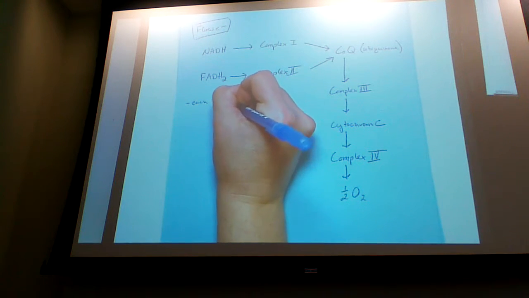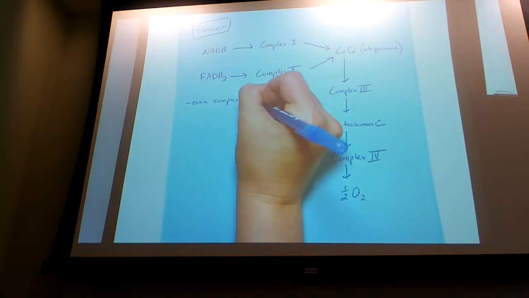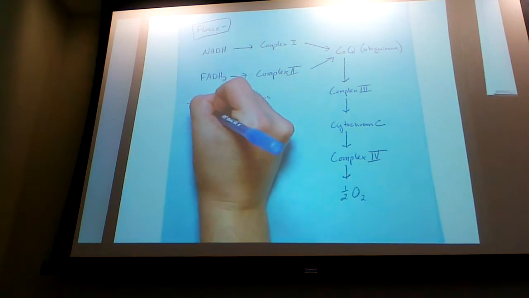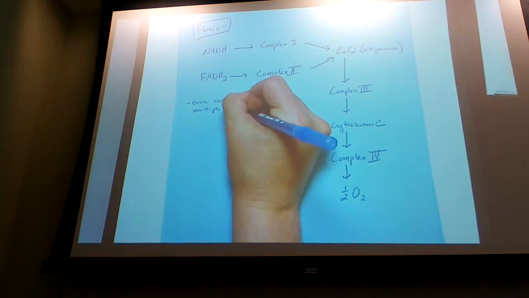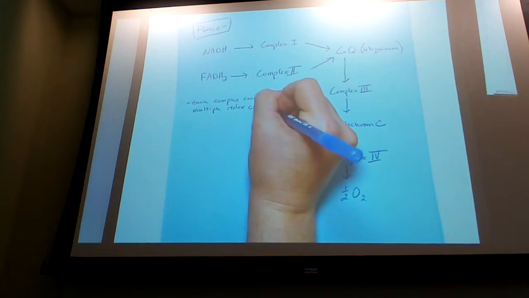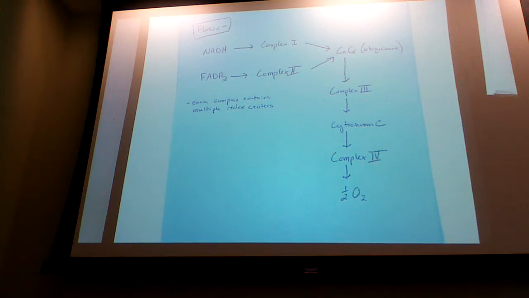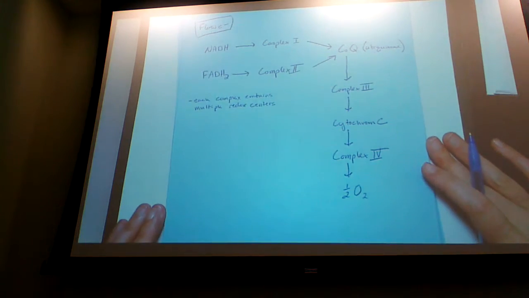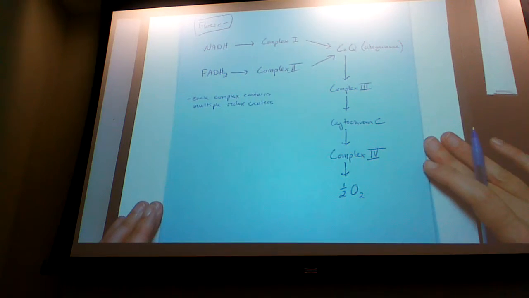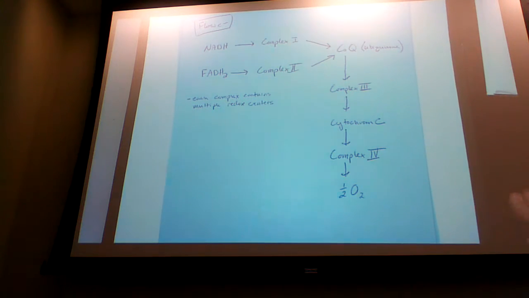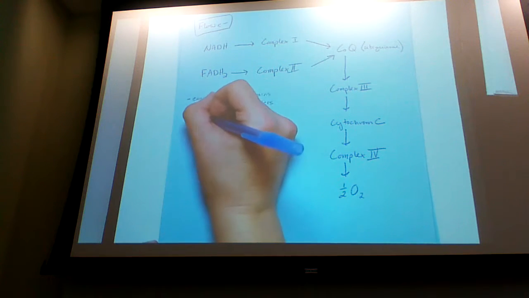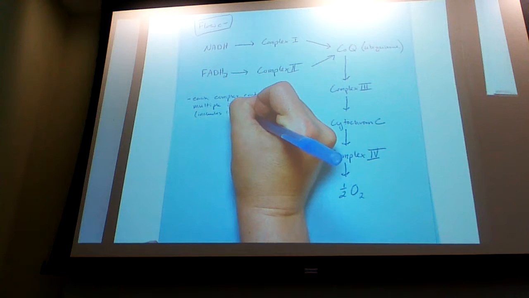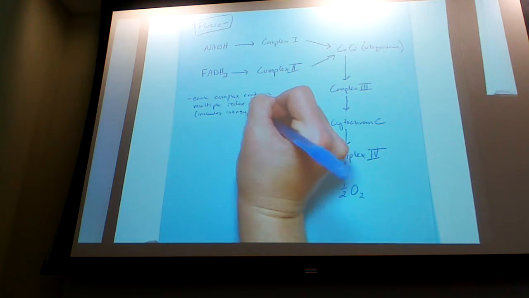Each complex contains multiple redox centers. And remember, these are proteins and these are coenzymes and cofactors. We've got metal clusters in here, and they're all redox centers. So this includes coenzymes and metal clusters.